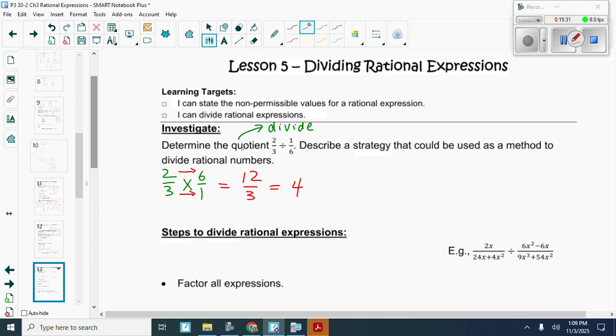Okay, so what we're going to do, so here is our strategy. You're going to multiply by the reciprocal. I always spell this one wrong. Reciprocal. There we go. Multiplied by the reciprocal. Okay.